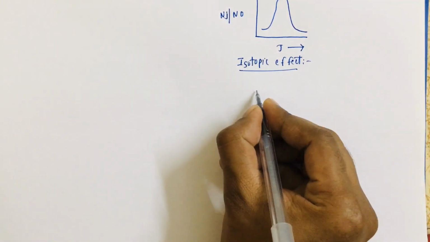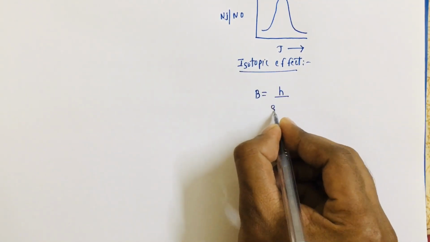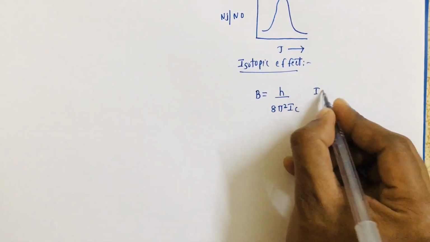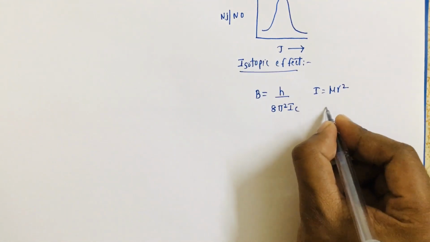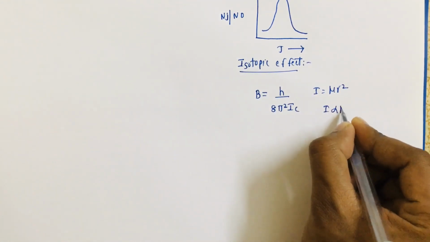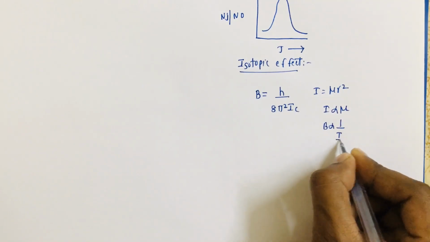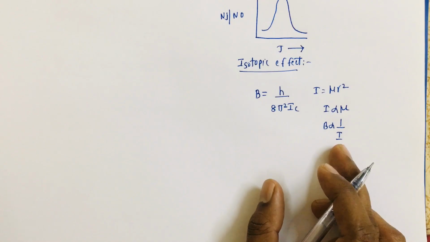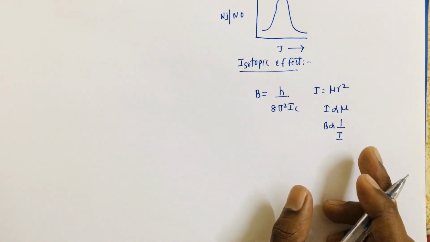So the principle we have for rotational constant is B equals h by 8 pi square I C, and I equals mu r square. Here we can see I is directly proportional to the reduced mass, and B is inversely proportional to I. This is the rotational constant, and this is the moment of inertia. So the rotational constant is inversely proportional to the moment of inertia.